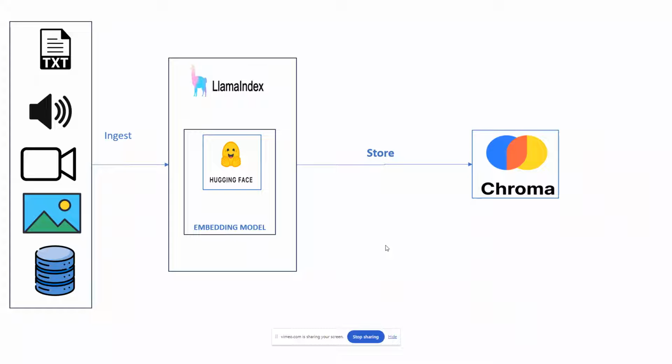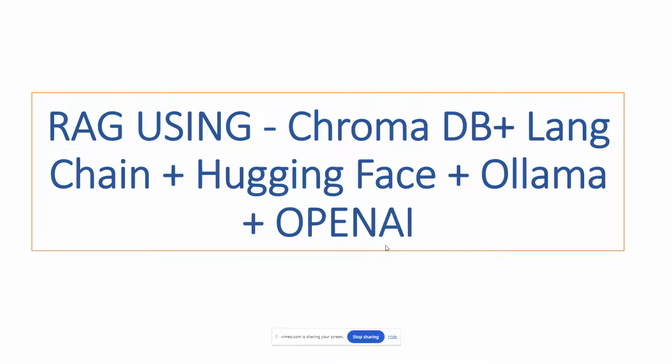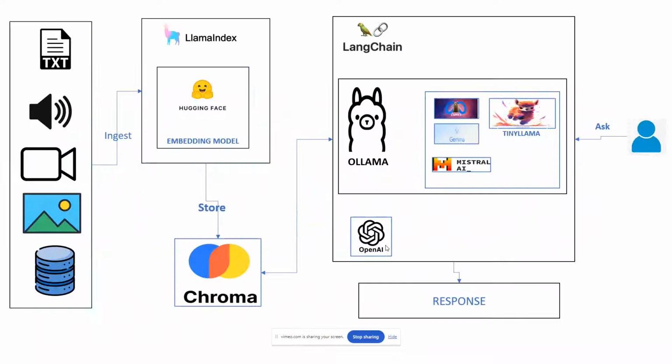In this video, we will take one step further and implement the end-to-end RAG, with our vector store as Chroma DB, using LangChain, Ollama, and OpenAI. This is the architecture we are going to implement. If you remember, the left side of this architecture we implemented in our previous video: we indexed the data and stored it in Chroma DB.